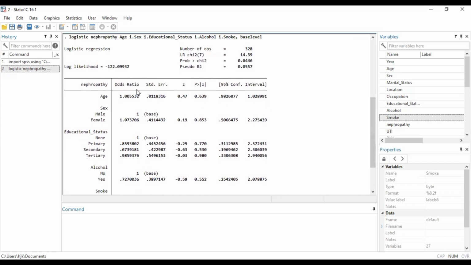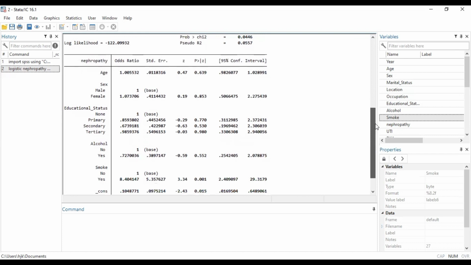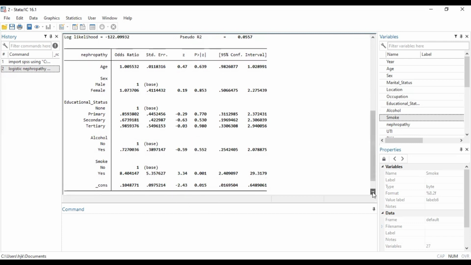So now we try to interpret the odds ratios that are given. So these are the odds ratios. And then we have the significance levels, which is the p-value, and then the confidence interval. So scrolling through the p-values, we realize that it is only smoking status that has a significant p-value.